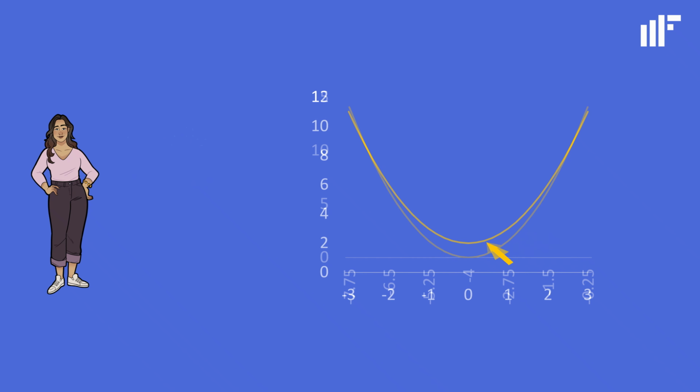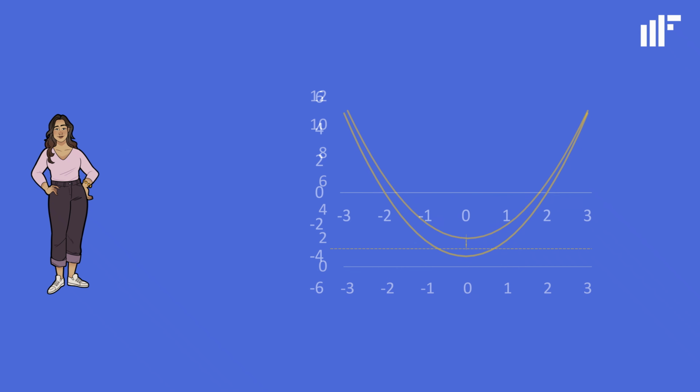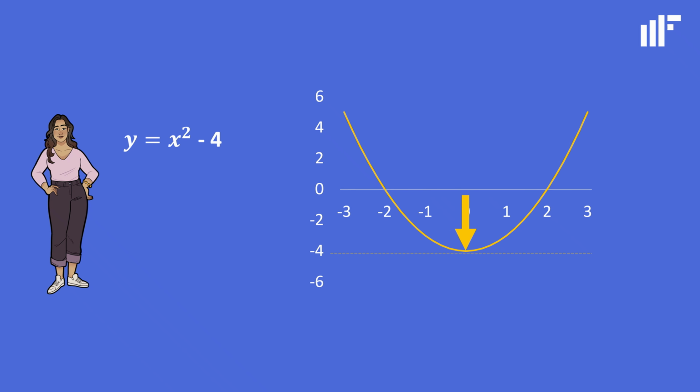Now let's look at vertical shifts. It's pretty simple here. A plus 2 shifts the parabola upwards by 2 units, and a minus 4 shifts it down 4 units.